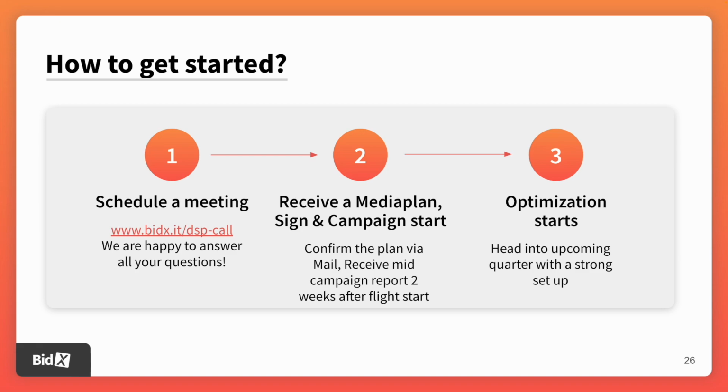So next question, how to get started. We recommend you to schedule a meeting with our DSP experts. You can simply go to our website, bidx.it/DSP call. Here we are happy to answer all your questions and explain everything in detail again. If everything is clear and you are as excited as we are about DSP, you will receive a media plan from us. And after you sign it, we will start with your campaigns. You will receive a mid-campaign report 2 weeks after we started. Then, of course, the optimization starts, so you will head into the upcoming quarter with a strong setup.